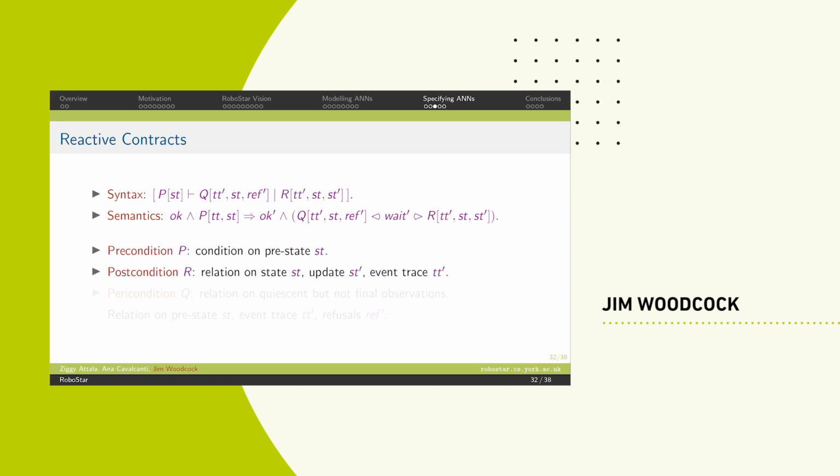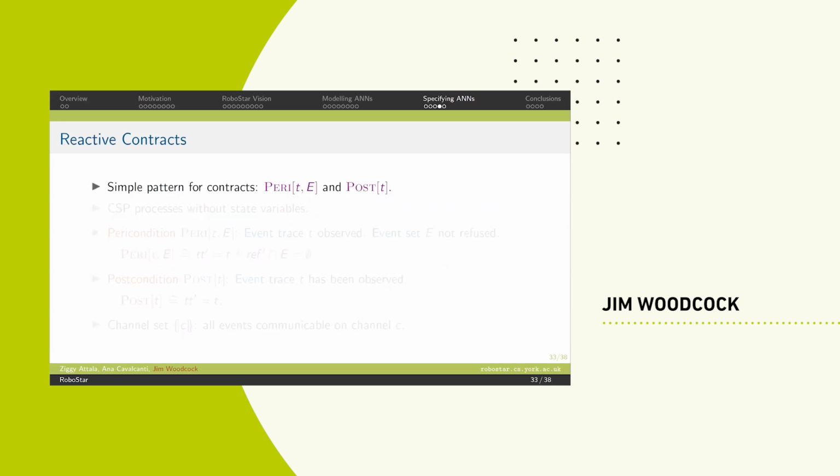So P is the precondition, R is the post-condition, Q is the peri-condition, and they are relations on various combinations of the variables. So we have a simple pattern for reactive contracts for use with ANNs. And this pattern I call these two predicates, peri and post. In the paper, you'll see a calligraphic E and a capital phi. I keep getting confused with arcane notation, so I call them peri and post. So peri is a predicate on two variables, T and E, and post on T.